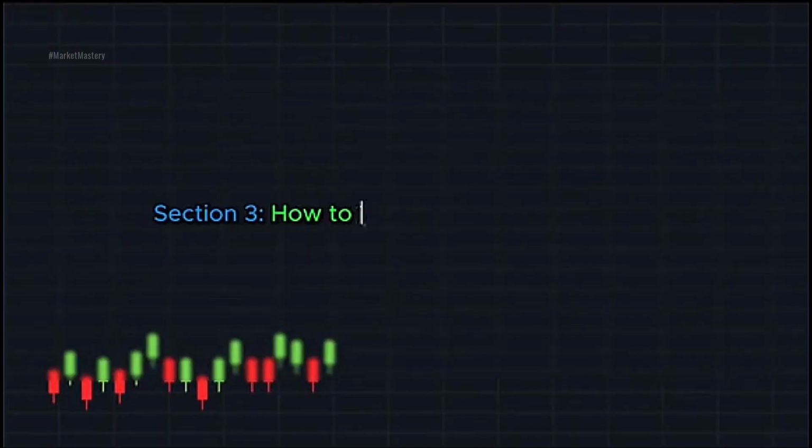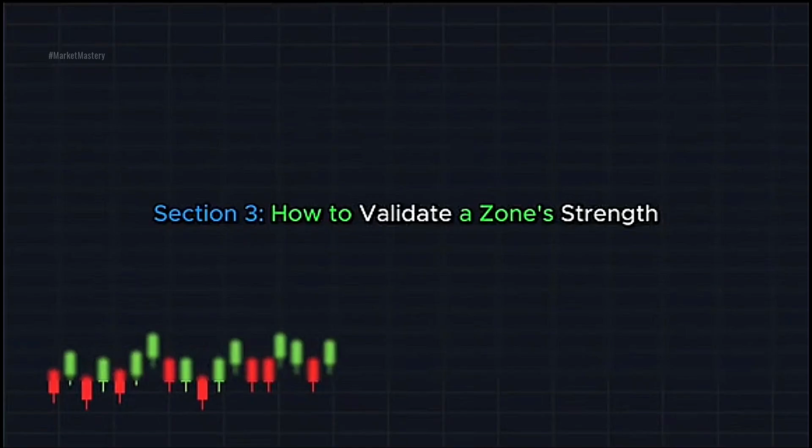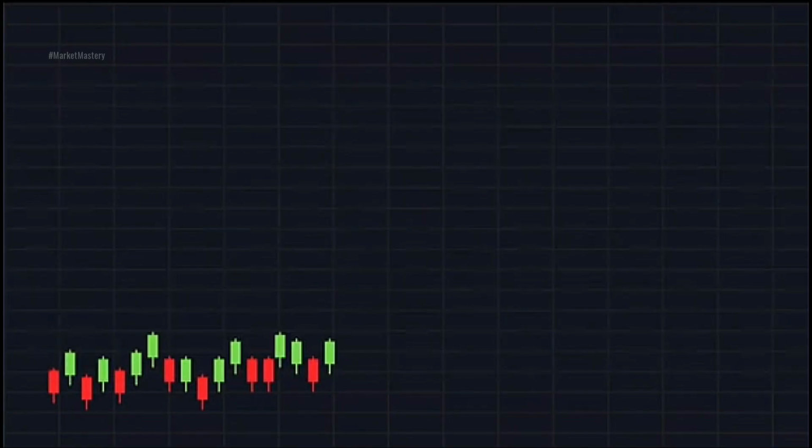Section 3, how to validate a zone's strength. Always remember that not all zones are good. Some are amazing, A+ setups, and others are complete trash. I'm going to show you how to tell the difference. Every zone has to pass these 3 tests.